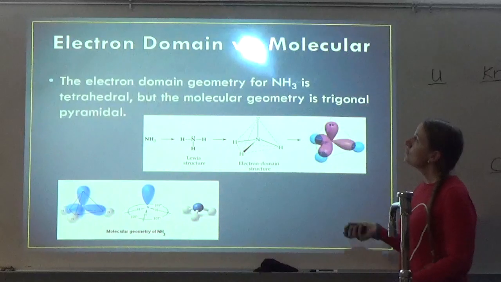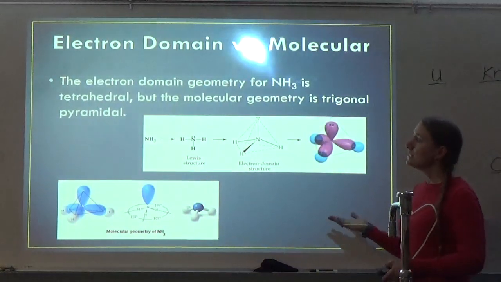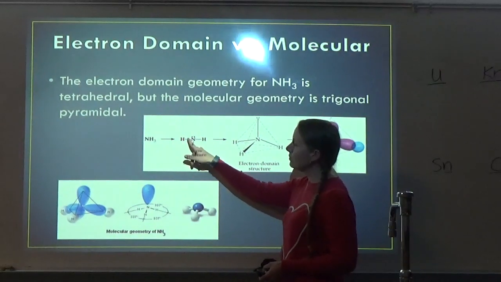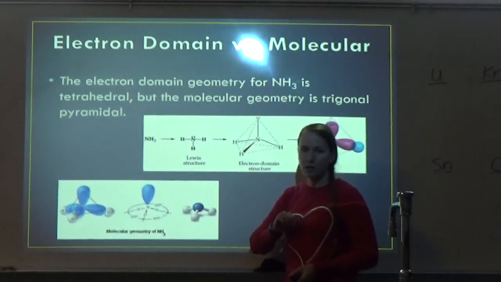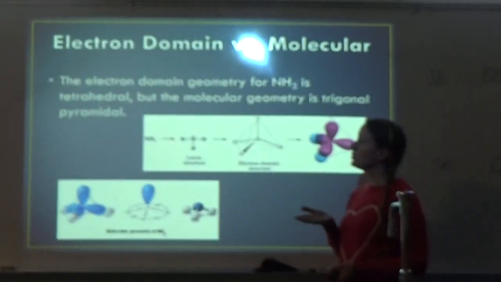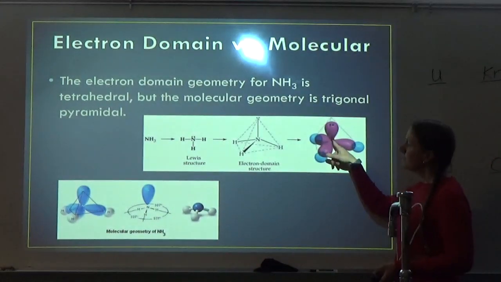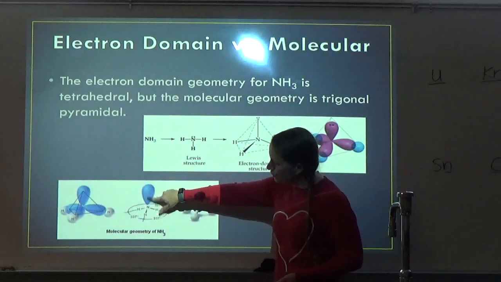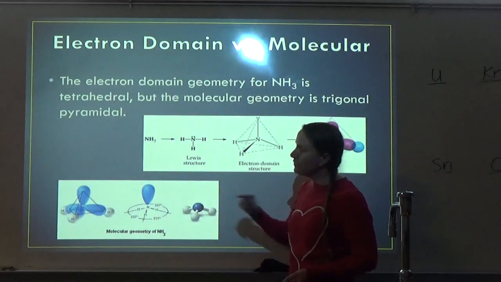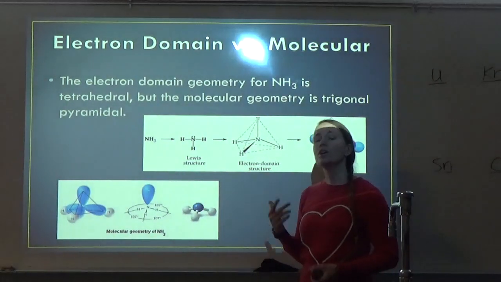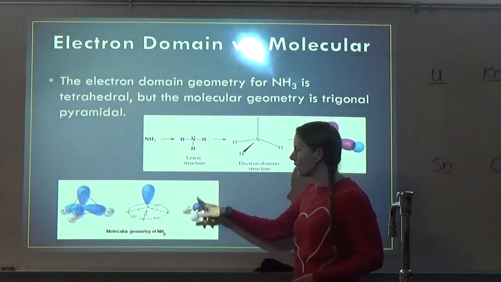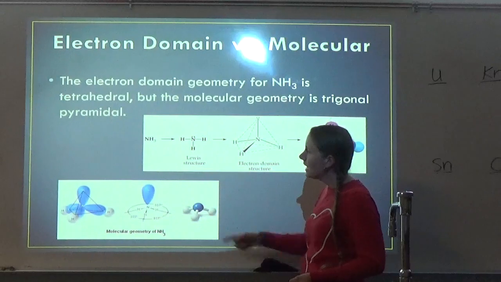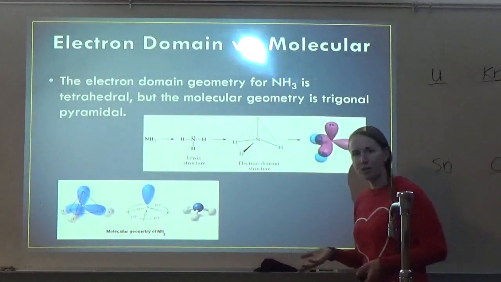So the electron domain geometry for NH3 is tetrahedral. Because if you look, NH3 has 4 domains, 3 bonding, 1 non-bonding. 4 domains makes tetrahedral. However, one of them is a lone pair. So it's like you can't see the lone pair. See how there should be a lone pair up here? So if you just looked at the molecule, you wouldn't see all 4 parts. You would just see 3. You would just see that bottom tripod. And so that's called trigonal pyramidal.